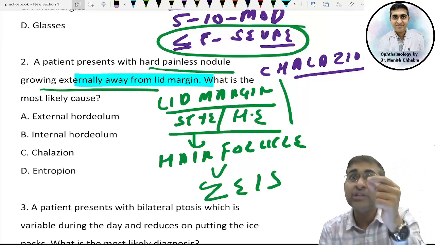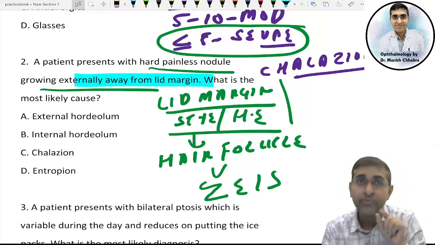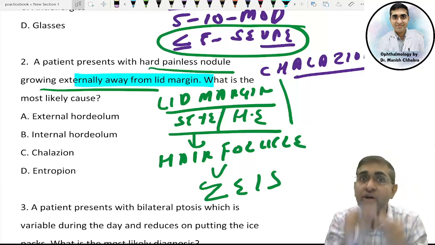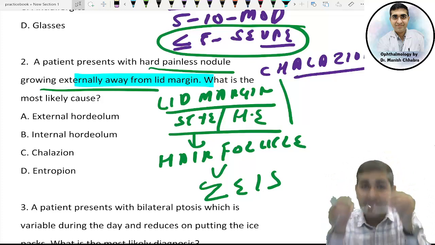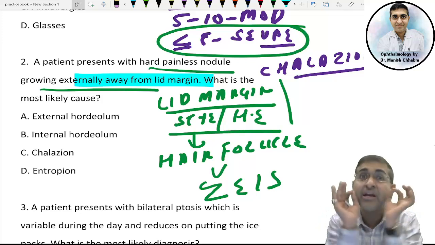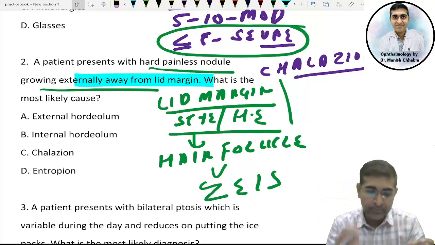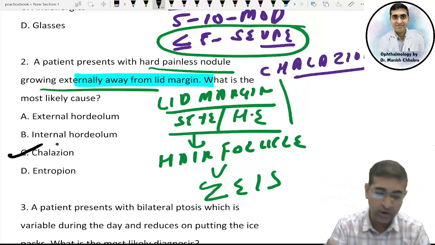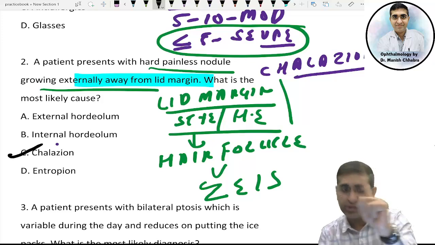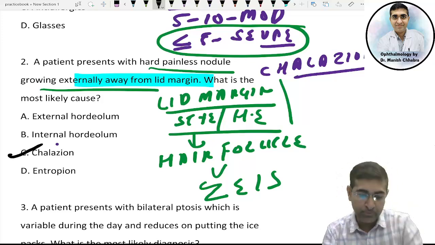If you are doing I&D from the inside, you invert the eyelid and you give a vertical incision. If you are doing it from the outside, you don't need to invert it. You will give a horizontal incision and you will express the lipogranulomatous contents of the chalazion. So this is your chalazion. External hordeolum, I have already told you, and internal hordeolum is actually acute infection of meibomian gland.